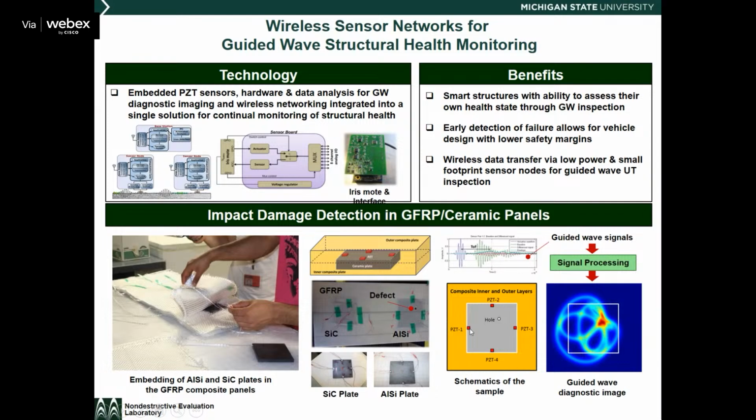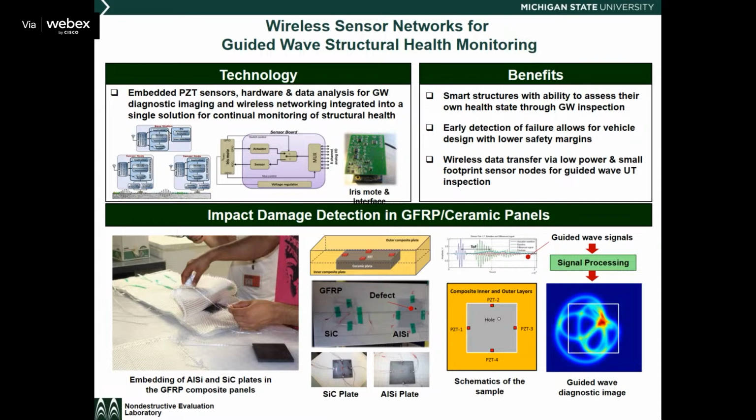I will have one lecture for this, using wireless sensor networks for guided wave SHM. I'm not going to talk too much about guided wave physics. Instead, I'm going to talk about data analysis and how to use that for SHM. Well, the basic idea here is you can have wireless sensors embedded in the structure. This is really cool, right?